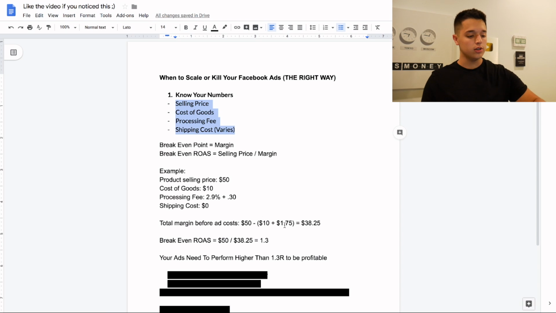So $38.25 is our total margin. So that's going to be our break-even point. If we spend more than $38.25 for a purchase of this product on Facebook, then we are losing money.